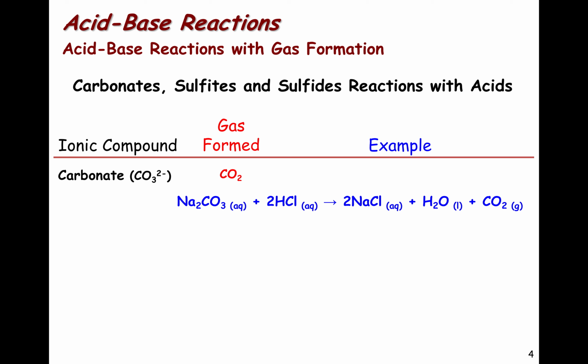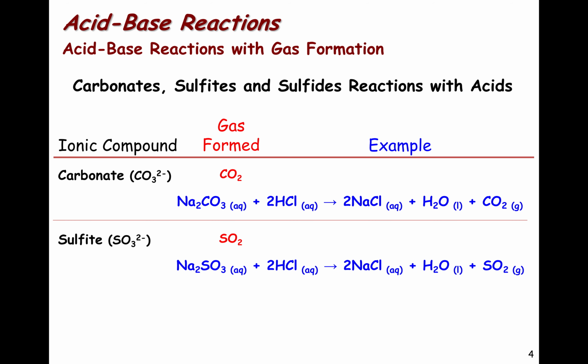Finally, we need to discuss some of the acid-base reactions that potentially can form gases. The classic example of this is the reaction of some sort of carbonate compound with an acid of some sort, such as the strong acid hydrochloric acid, as you see here. And this produces carbon dioxide gas along with the ionic compound sodium chloride dissolved in the water.